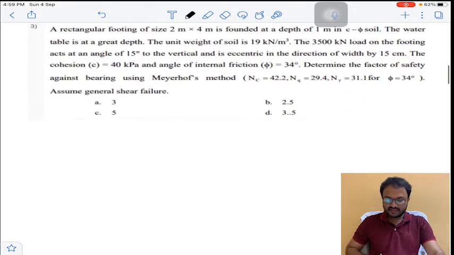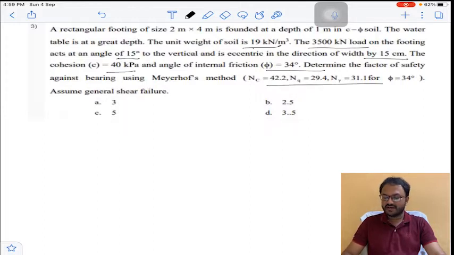Coming to question number 3, he has given a rectangular footing, the unit weight of the soil and the load. He has given a certain inclination and eccentricity, cohesion and angle of internal friction, and this is a direct formula, you can go through it. So you will get a factor of safety of 2.5.